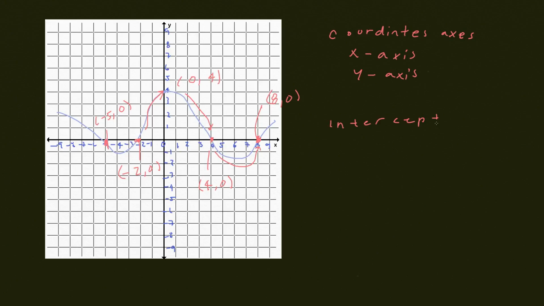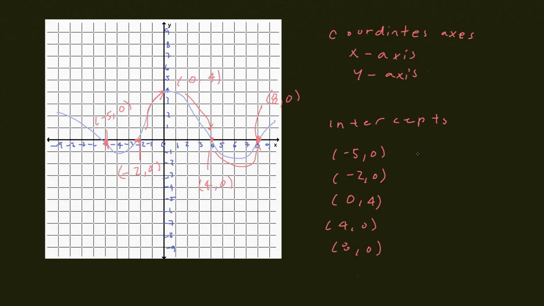So we have our intercepts defined. Let me write it down and put down the ordered pairs. We have -5, 0, and then -2, 0, and then 0, 4, and then 4, 0, and then 8, 0. So these are our intercept pairs.